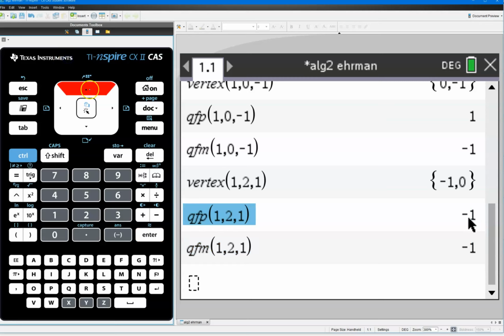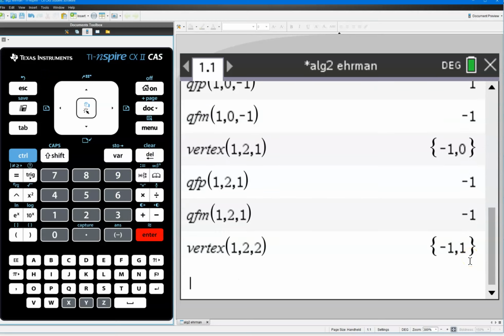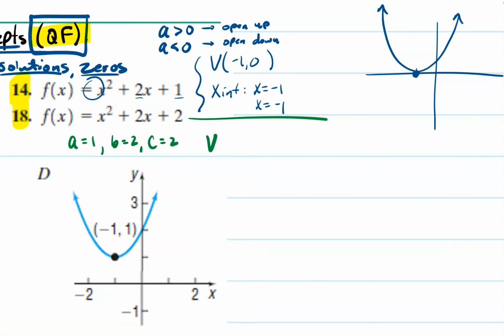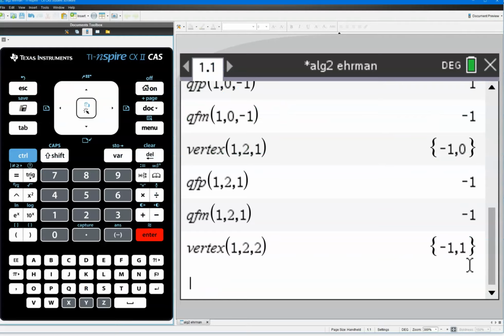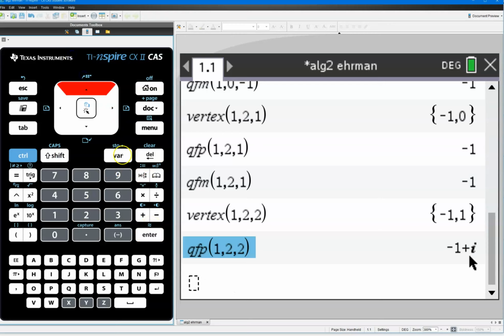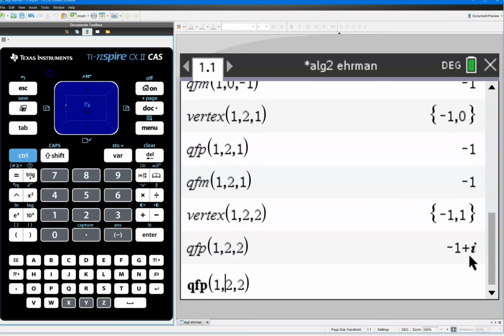I'm going to use the vertex formula first. Vertex, with an a value of 1, b value of 2, and a c value of 2, is going to be at the coordinate -1, 1. So this means we've got a vertex at -1, 1. And we also have to use the quadratic formula, both positive, with a plus sign and with a minus sign. So QFP with 1, 2, 2, and QFM with 1, 2, and 2.